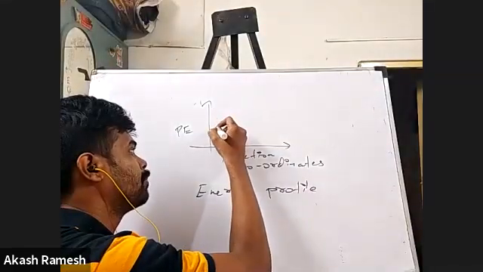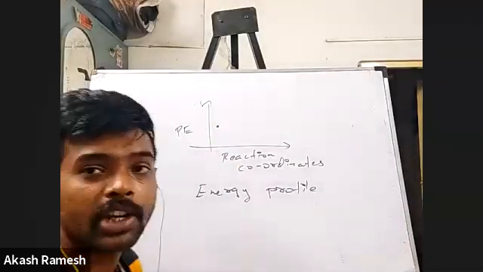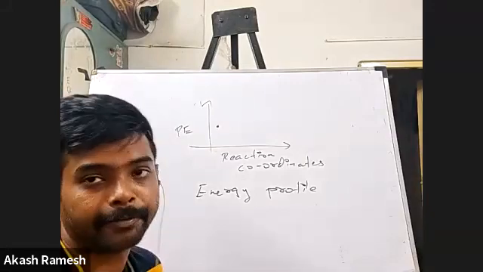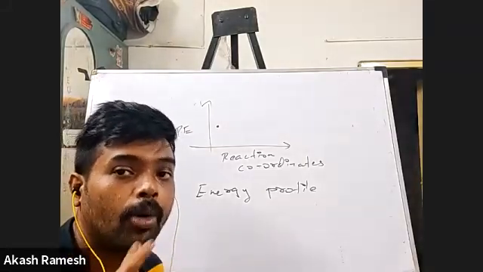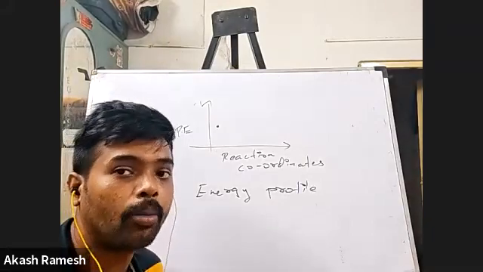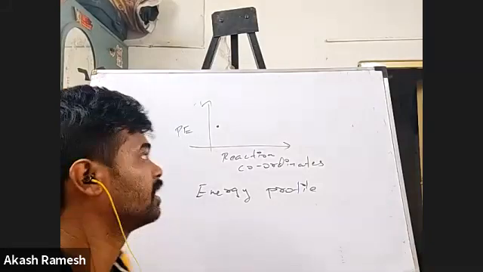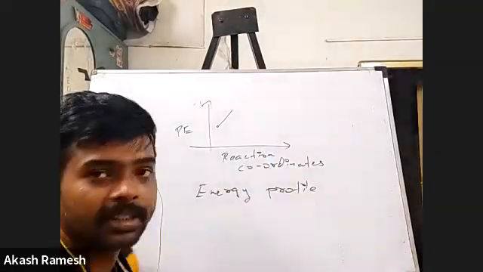Say initially we're talking about the reactants here. Initially the potential energy of the reactants, the energy possessed by the reactants, is not enough. So what will they do? They will undergo more and more collisions, so their energy value will keep on increasing.